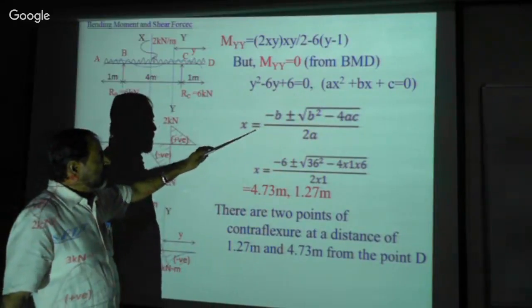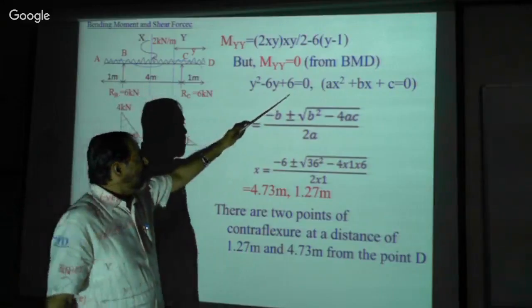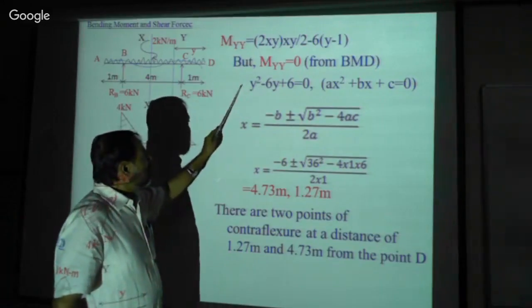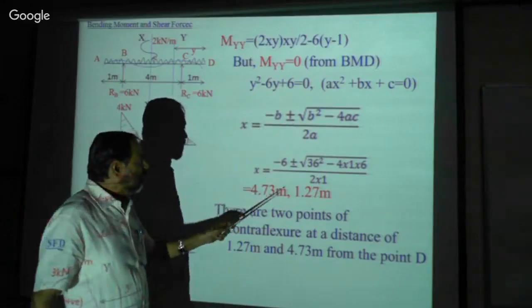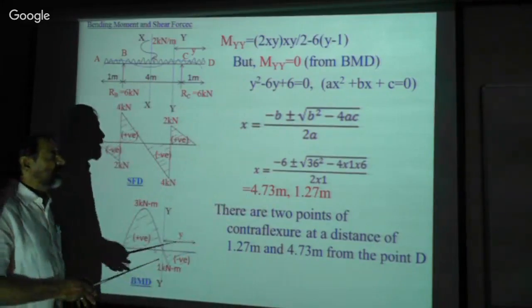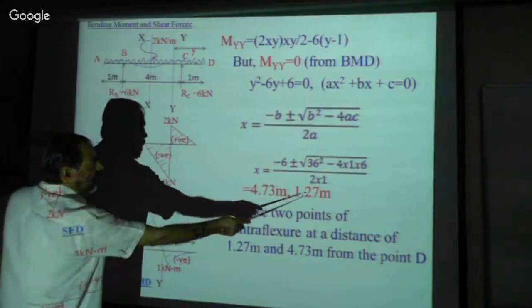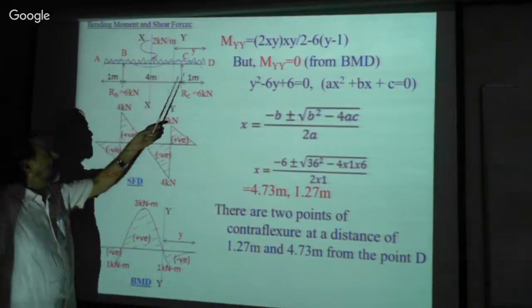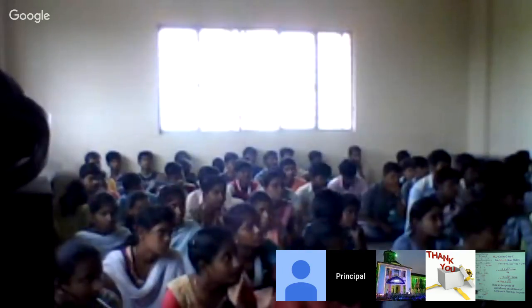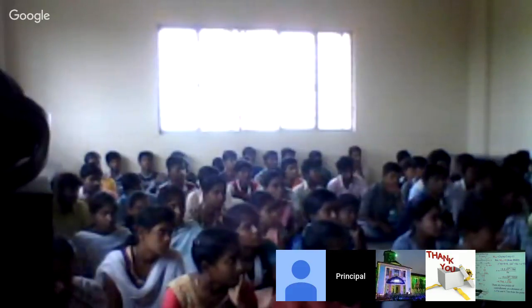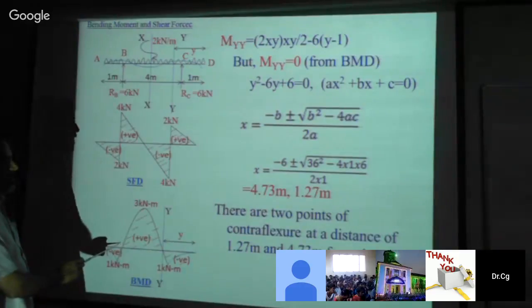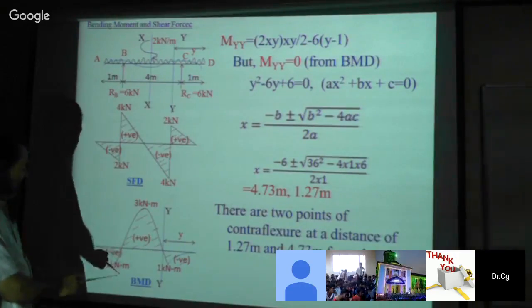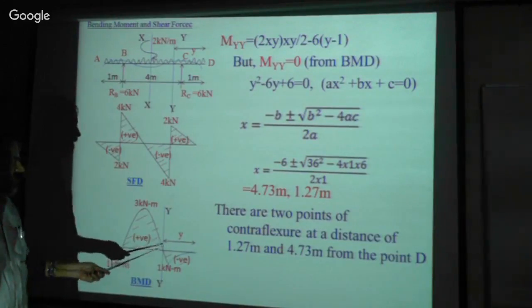For this equation, substitute A is 1, B is minus 6, and C is 6. Substituting, we get 4.73 meters and 1.27 meters. Now, from here it is 1.27 meter, and from here it is 4.73 meter. There are 2 points of contraflexure available here.